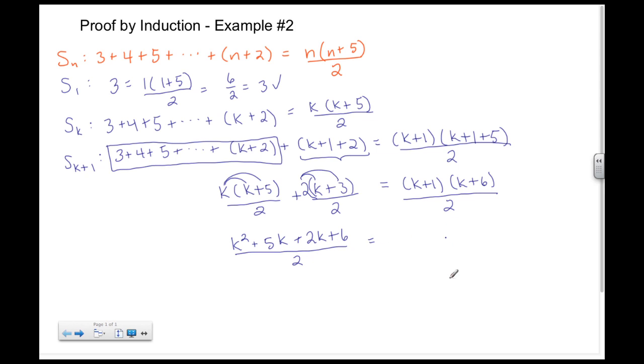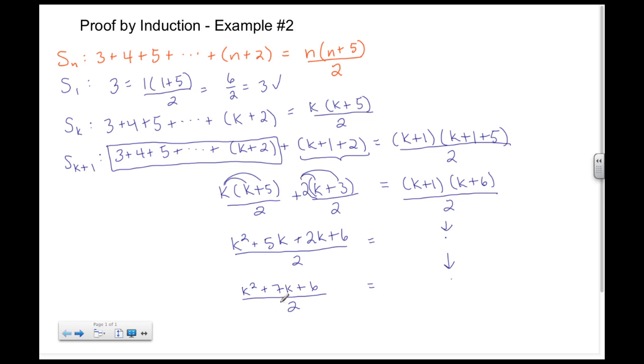And I'm not going to rewrite the other side, just put an arrow here to show that that came down. Now I'm going to simplify the left hand side by combining like terms. K squared plus my 2k terms turn into 7k, because 5 plus 2 gives me 7. Rewrite my 6, and again divide by 2. Another arrow down showing that's coming down.